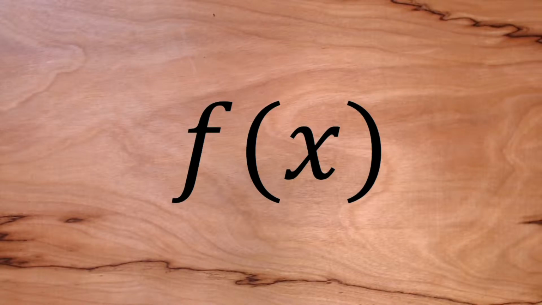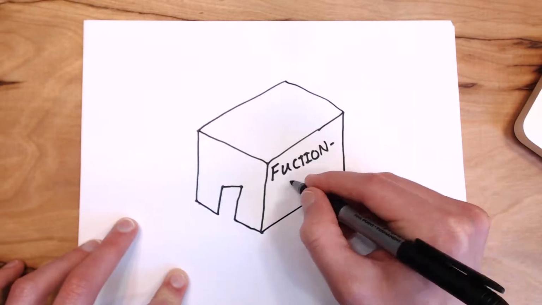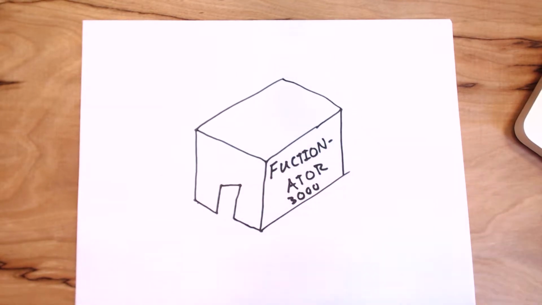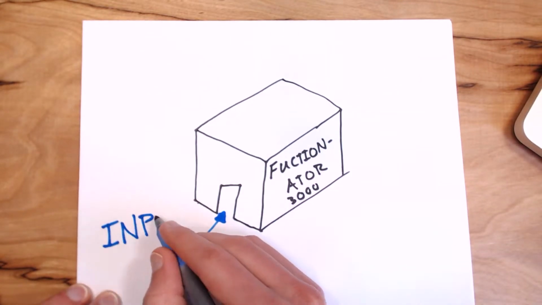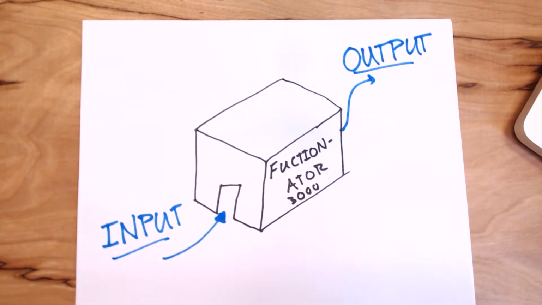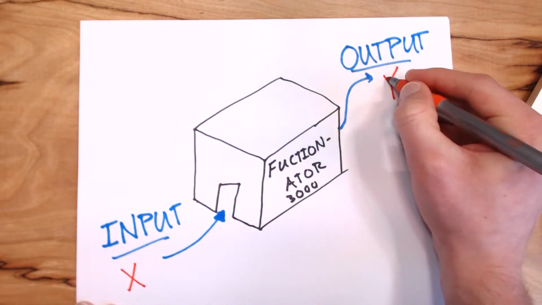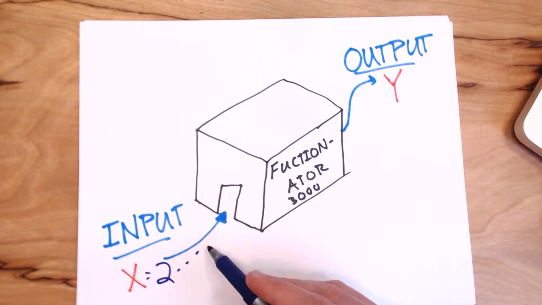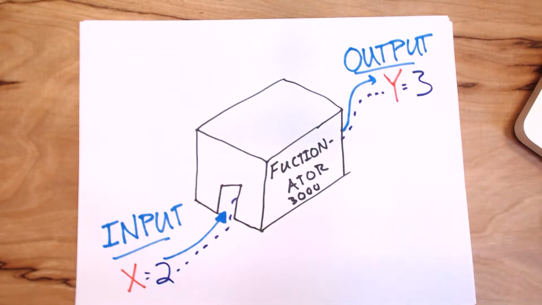First, we need to talk about functions. A function is a machine. It has an input and an output. In high school math, we call the input values x and the output values y. We can put a value into a function, do some math, and out will come an output, a y value.